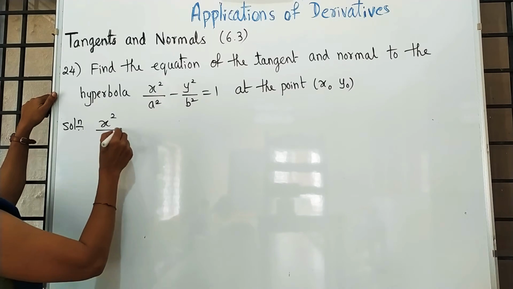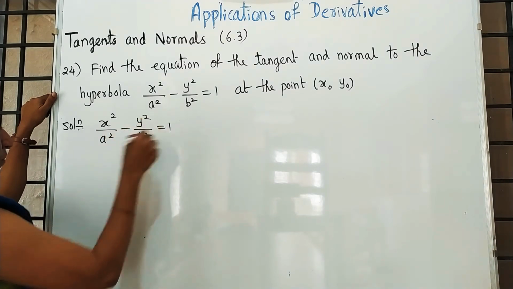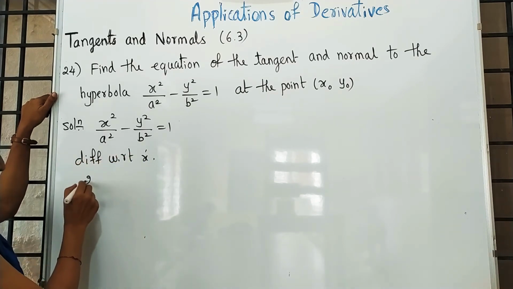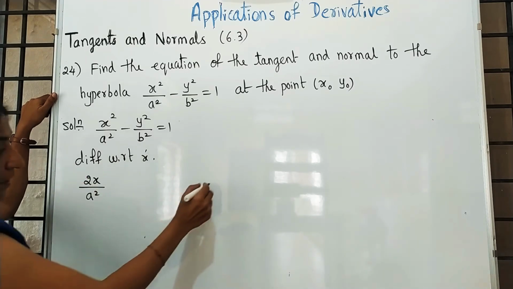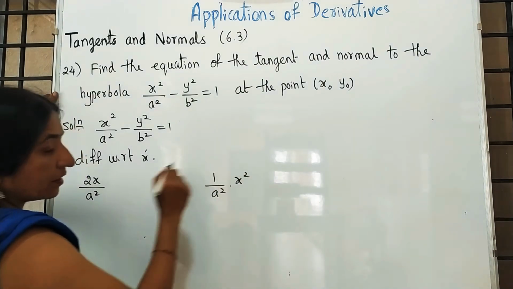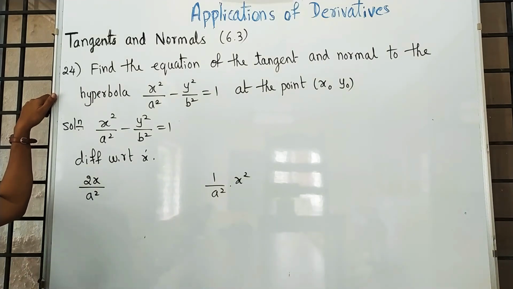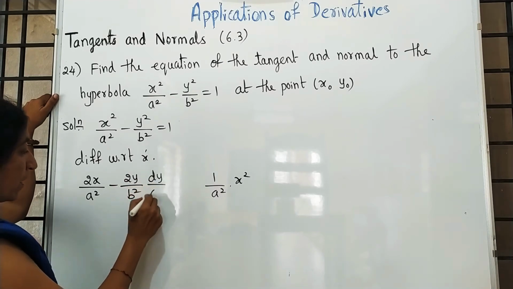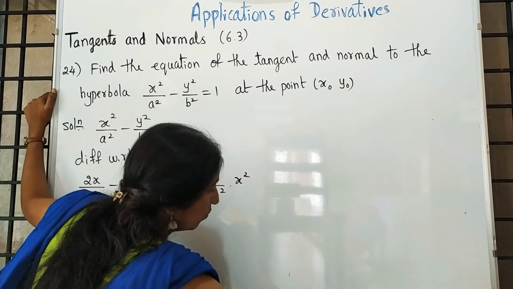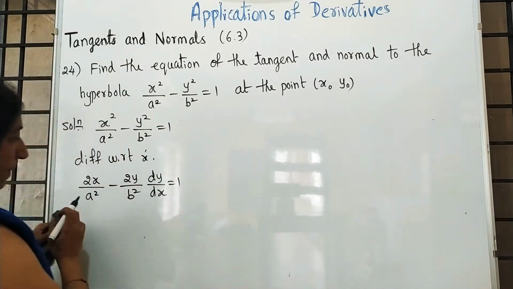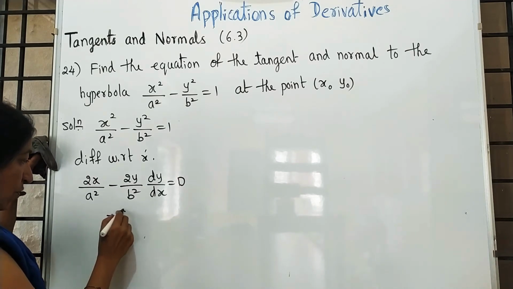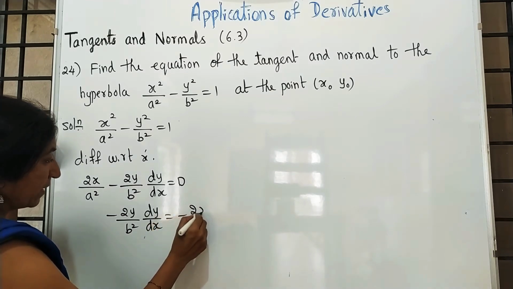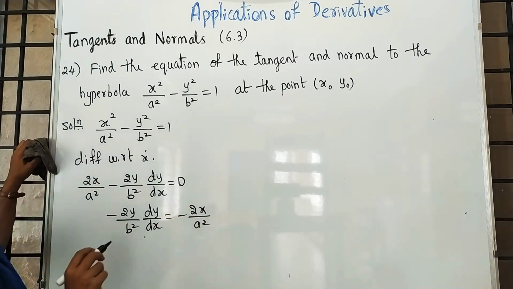X square upon a square minus y square upon b square is equal to 1. Differentiating with respect to x, this is 2x upon a square. It is in the form of 1 by a square into x square. That's why 1 by a square is constant, differentiation of x square is 2x, minus 2y upon b square into dy upon dx is equal to 0. Differentiation of 1 is 0. Minus 2y upon b square into dy upon dx is minus 2x upon a square. On both the sides minus cancels.